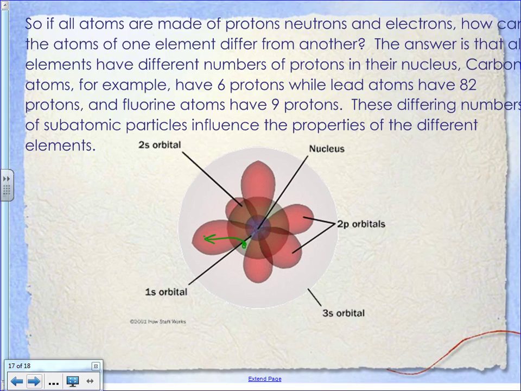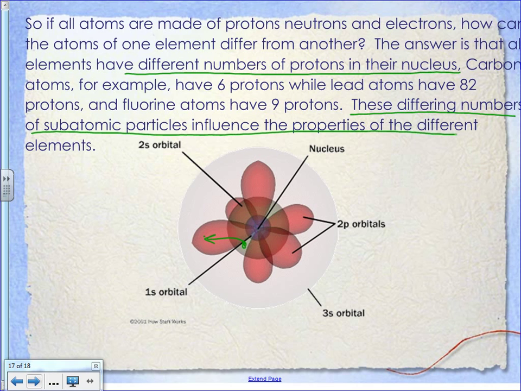All right, the other thing we really need to know here is that physical properties are determined by the different numbers of protons in the nucleus. Different numbers of protons in the nucleus is what makes up the physical properties of every material. Okay, questions on that? Everybody's good with that part?